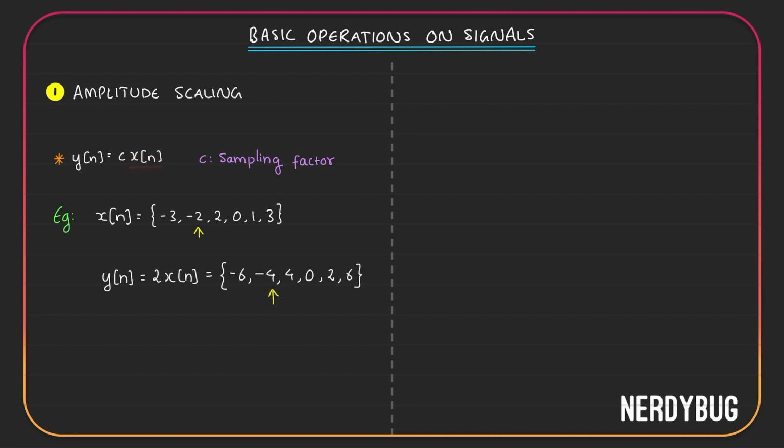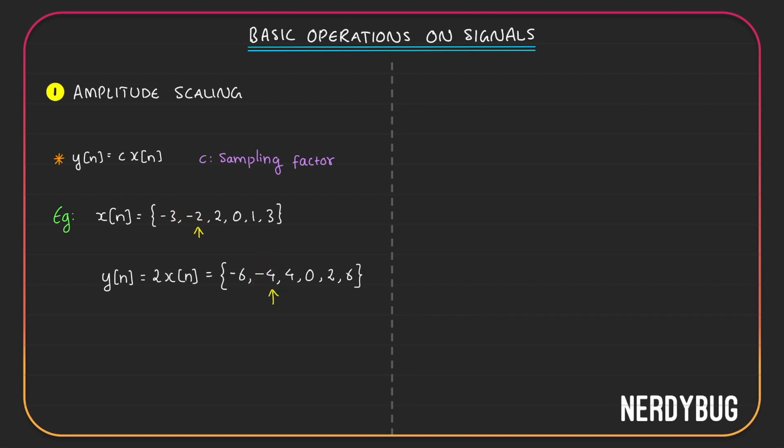We have x of n, which is a discrete time signal. We multiply it with c, which is the scaling factor, and we get y of n. Let us say x of n is this: -3, -2, 2, 0, 1, 3, and -2 is the 0th term because we have the arrow here. Now, let's say my scaling factor is 2. I'm multiplying it with 2, which means every term will get multiplied by 2. The term that is corresponding to -2 will be the 0th term.